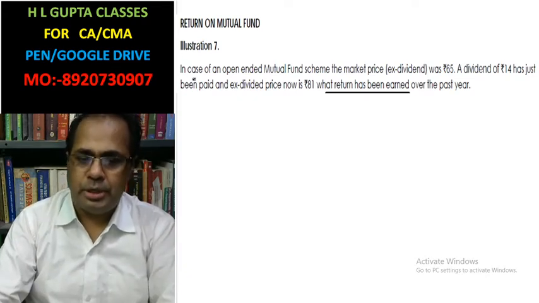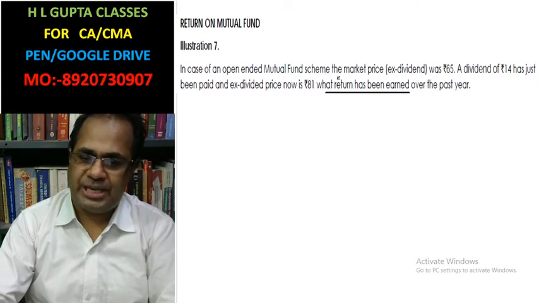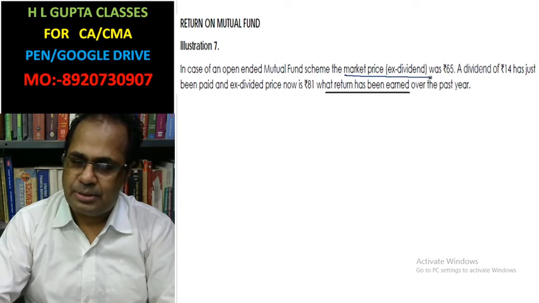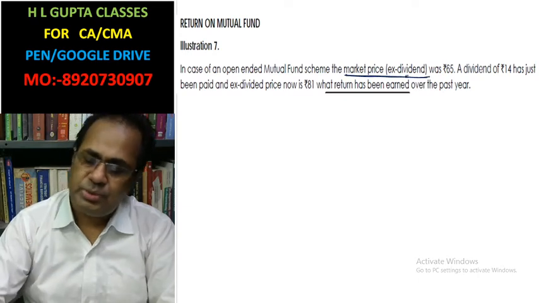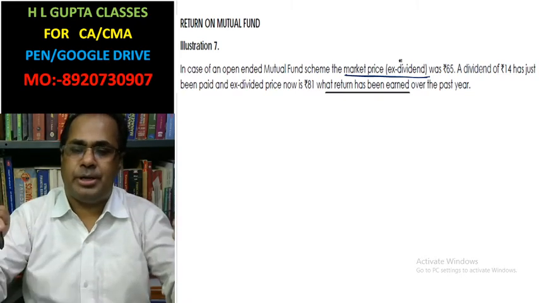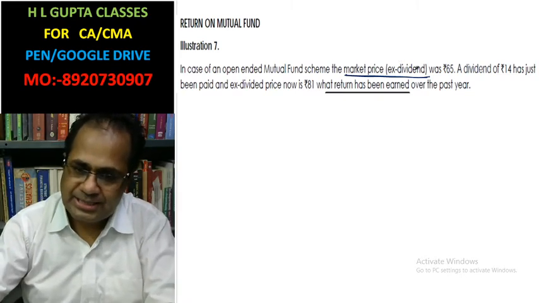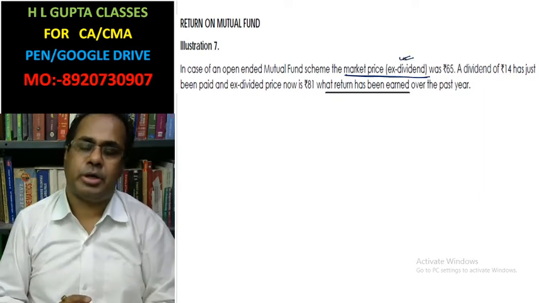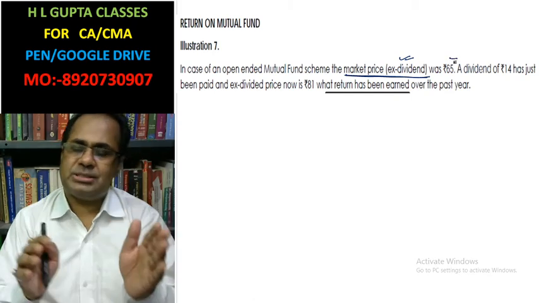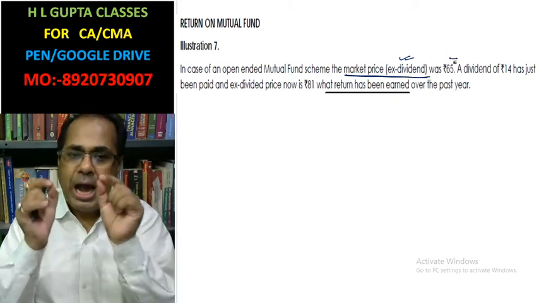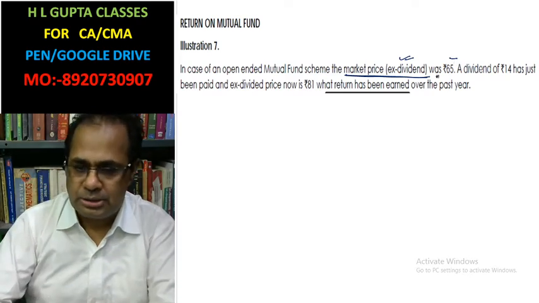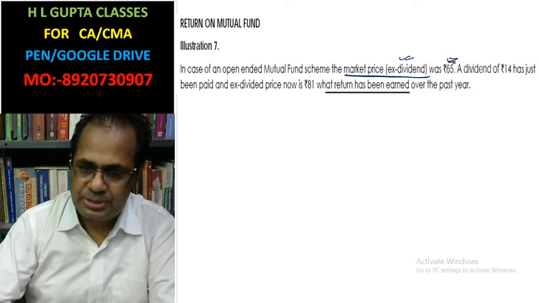In the case of an open-ended mutual fund scheme, the market price is ex-dividend. Generally, market price is always used, and wherever there is no information about ex-dividend or cum-dividend, it is assumed to be ex-dividend. This is a market price in which the dividend is not included. Where it is cum-dividend, you will have to subtract the dividend from the cum-dividend market price. So this is the market price ex-dividend, rupees 65.